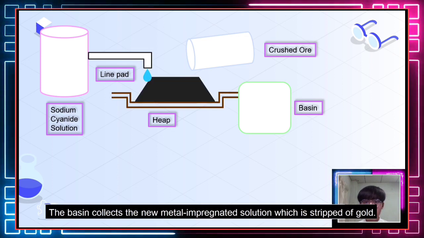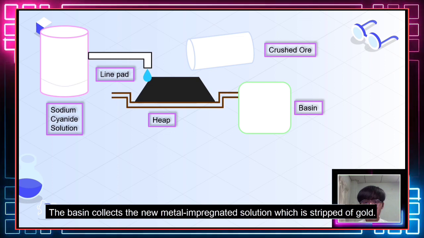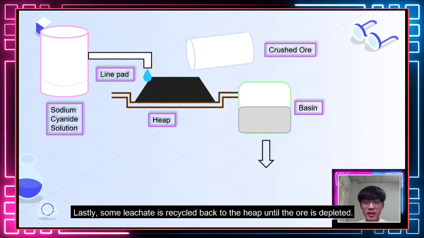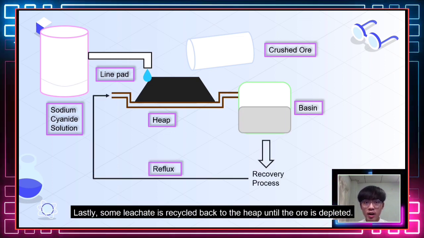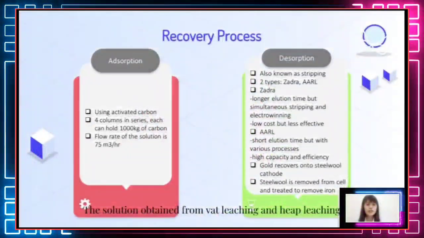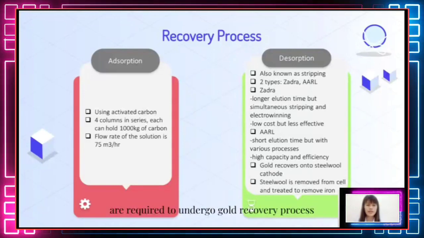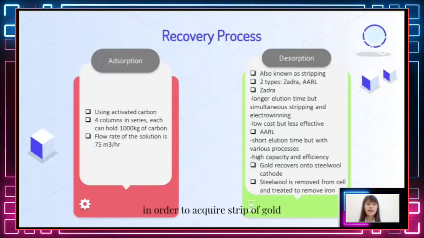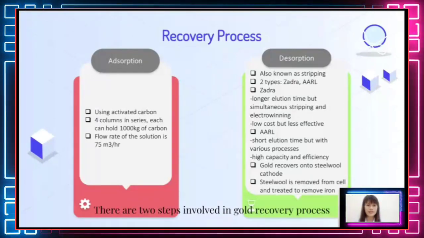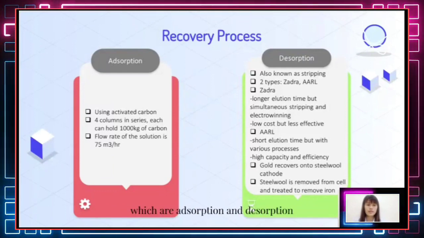The basin collects the new metal-implemented solution, which is stripped of gold. Lastly, some leachate is recycled back to the heap until the ore is depleted. The solutions obtained from wet leaching and heap leaching are required to undergo a gold recovery process in order to acquire a strip of gold. There are two steps involved in the gold recovery process, which are adsorption and desorption.